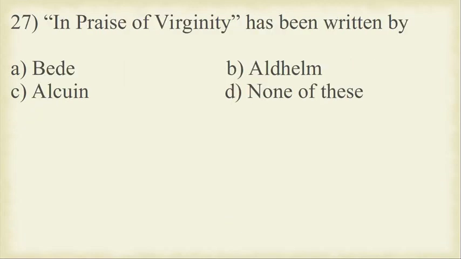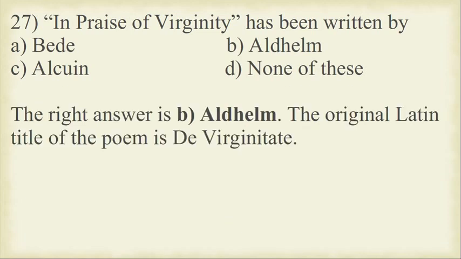Question number 27. In Praise of Virginity has been written by option A, Bede, option B, Aldhelm, option C, Alcuin, option D, none of these. The right answer is B, Aldhelm. The original Latin title of the poem is De Virginitate.